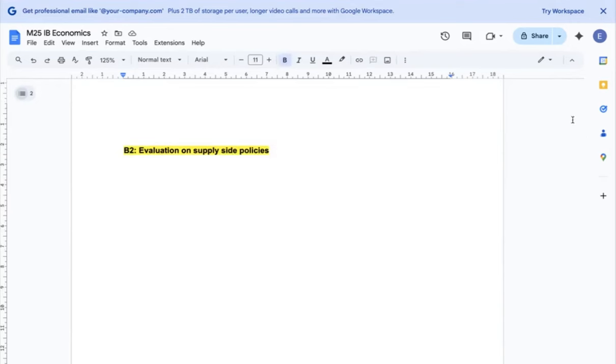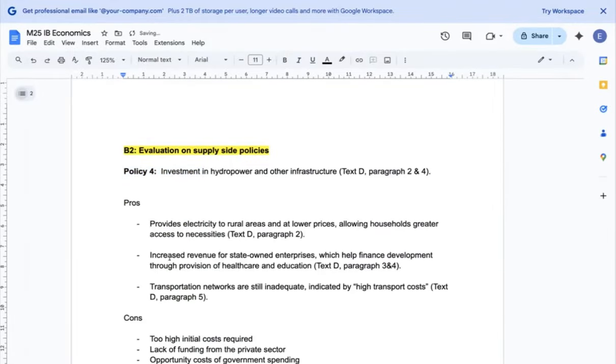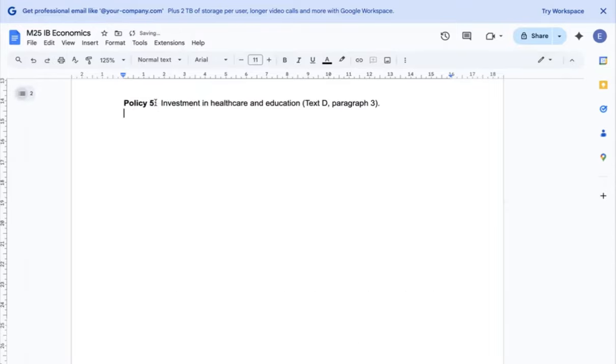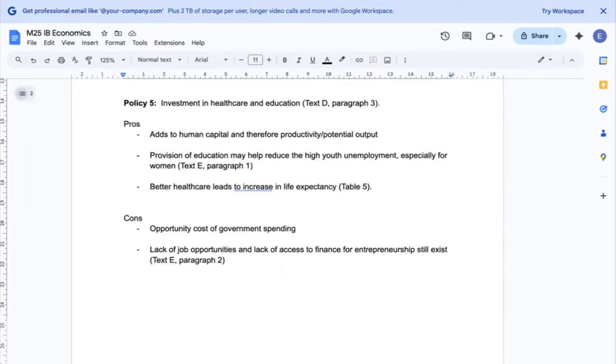Next in Body 2, the evaluation would focus on the supply side policies mentioned. So the first type of supply side policy is the Bhutan government plan to invest in hydropower and other infrastructure. So I could find some pros and cons of this supply side policy. Next, second type of supply side policy is the Bhutan government's plan to invest in healthcare and education. And pros and cons follow.